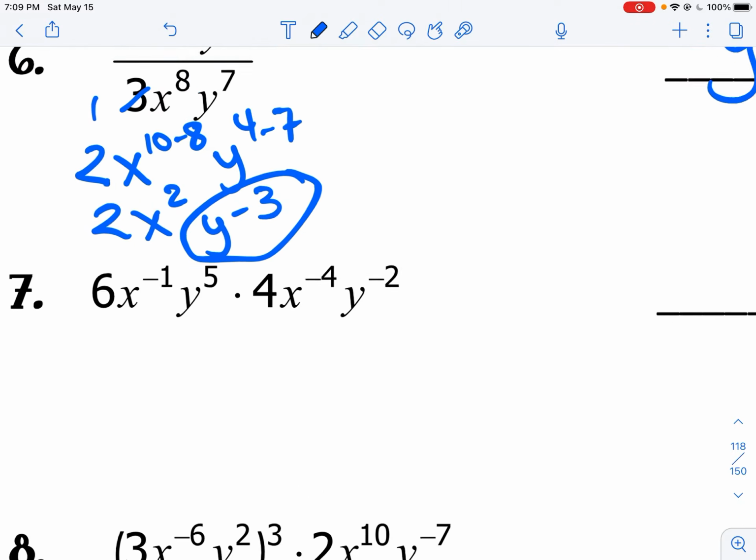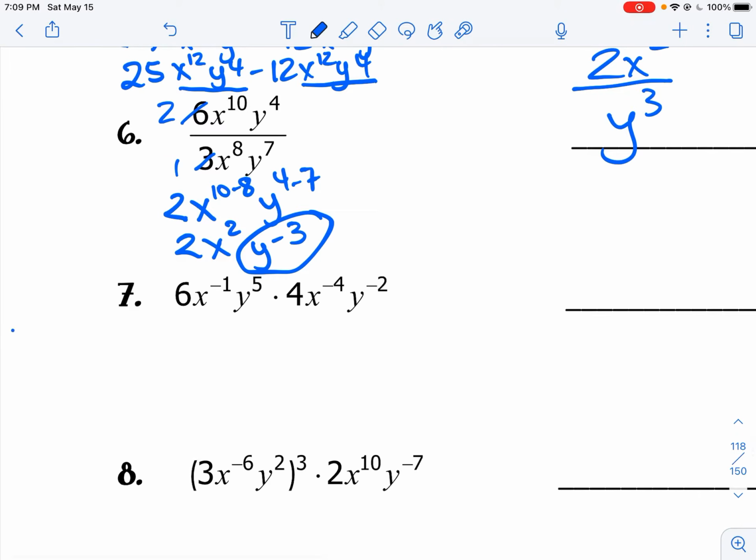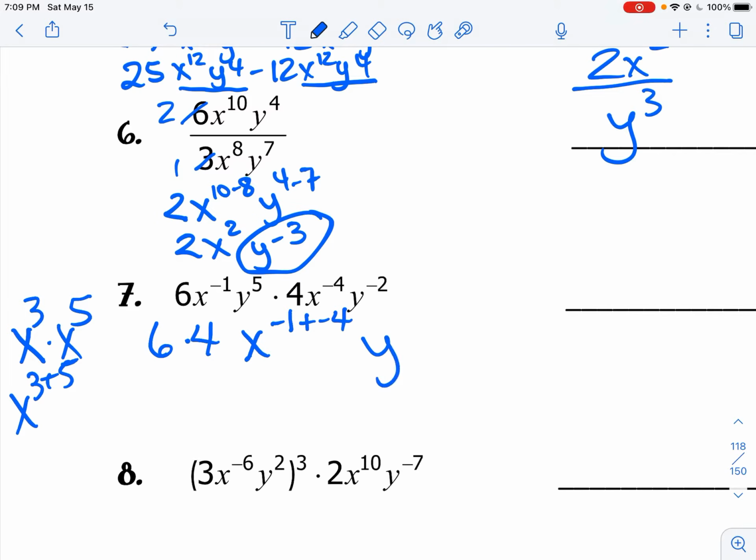Okay, here we go. Now, remember, boys and girls, if I have x to the 3rd times x to the 5th, I add the exponents, x to the 3 plus 5. So we're going to do the same thing over here. I know that they're negatives, but that's okay. So I'm going to multiply the 6 and the 4 together. I have x to the negative 1 plus a negative 4, y to the 5 plus a negative 2. I know we don't actually write plus minus, but for right now we're just going to write it like that. So this is going to get me negative 5, and this is going to get me 3.